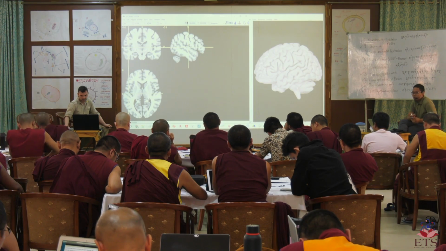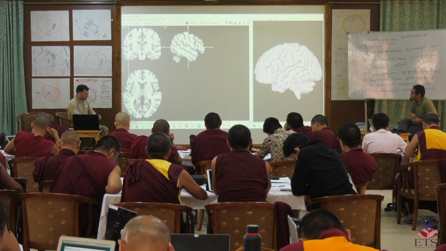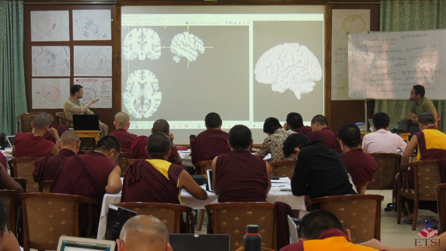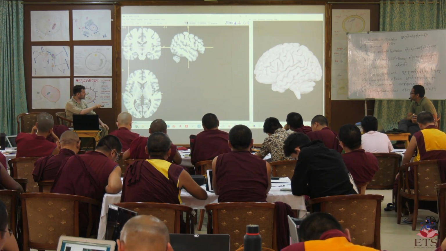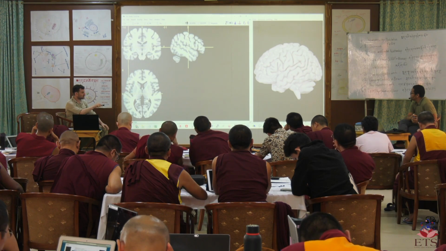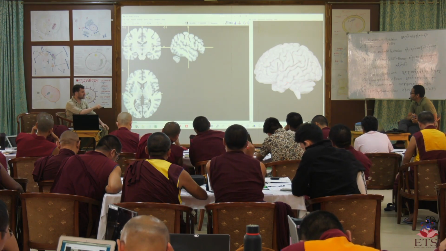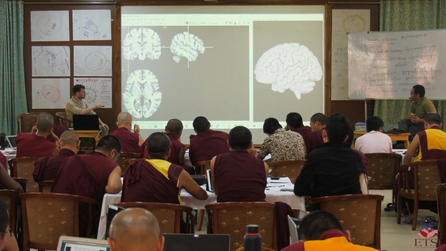And so this is where the primary input is. Then, of course, a large part of the temporal lobe is associated with processing complex auditory inputs.